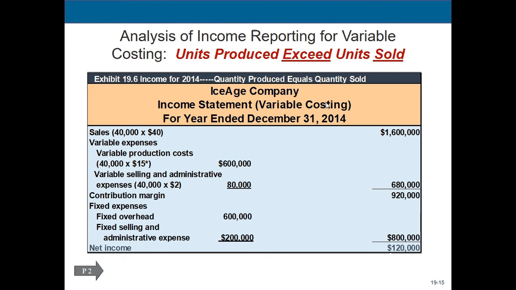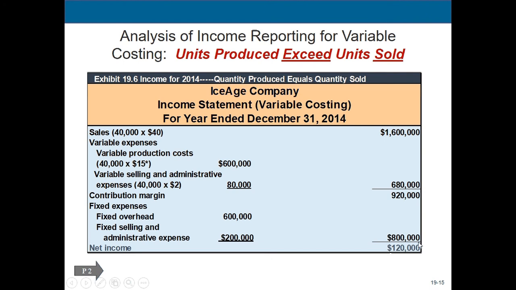This is variable costing now, right? When we're taking the variable cost out to get to contribution margin, we sold 40,000 units, which gives us $1.6 million. 40,000 units at the variable costing model is $680,000, giving us a contribution margin of $920,000. But our fixed expenses, $800,000, don't change. That tells us our net income is $120,000.